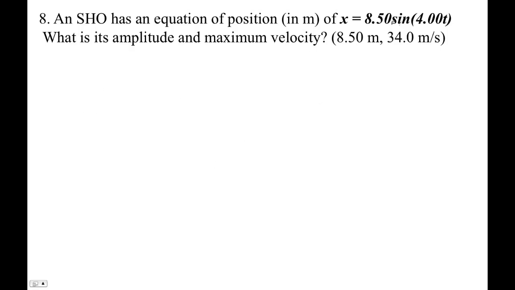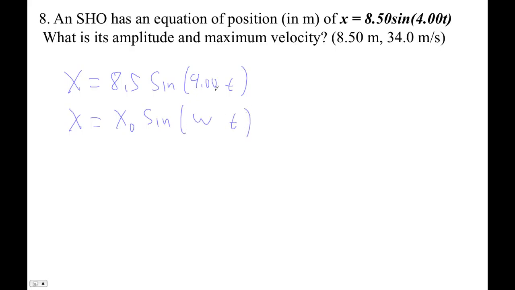Has an equation of this, what's its amplitude and maximum velocity. Okay, so x is 8.5 sine of 4. All right. And then the formula in your data packet says that it's amplitude times sine of omega times t, right? So omega must be 4, right? And then our amplitude must be 8.5, right? So what is its amplitude? The amplitude is 8.50 meters.